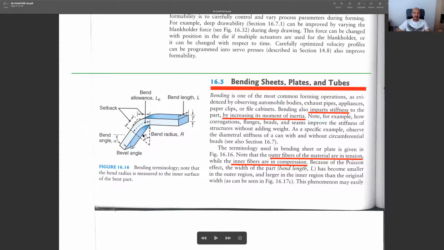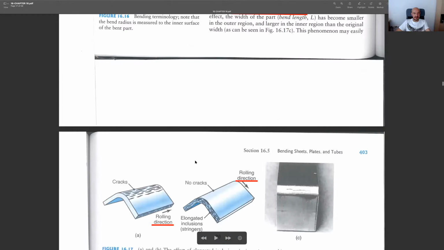And in this bending operation, after the bending, we have tensile stresses on the outer surface of this bend, and we have compressive stresses inside this bend. And usually we try to make use of sheet metals which are rolled in this direction. And I think we have an example for that.